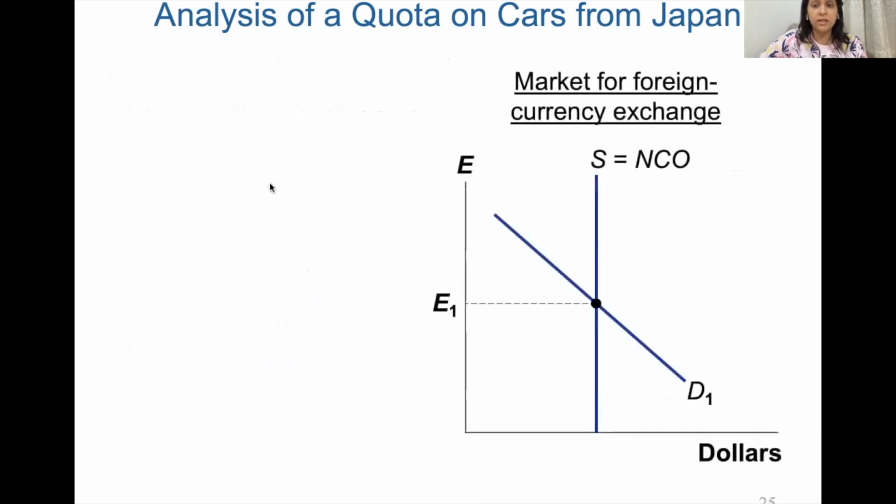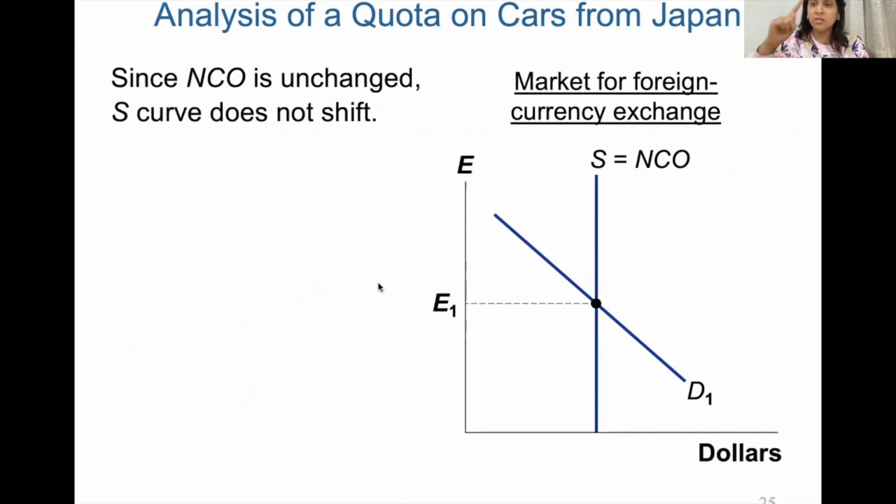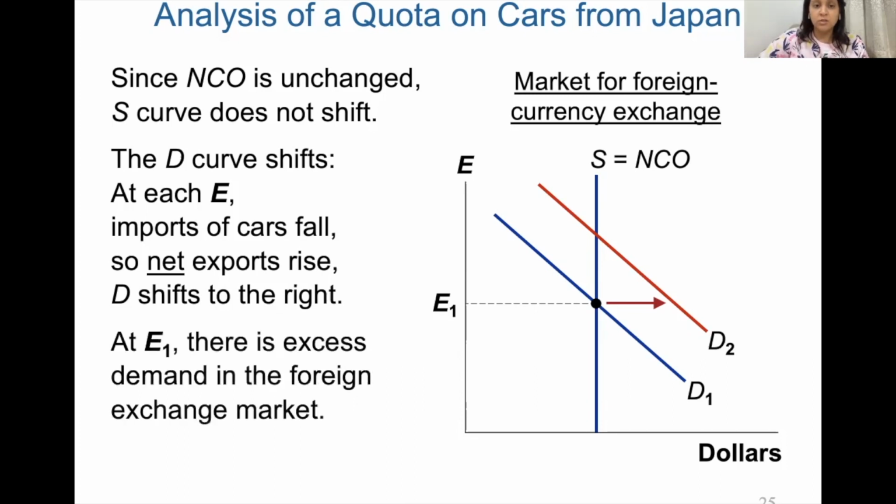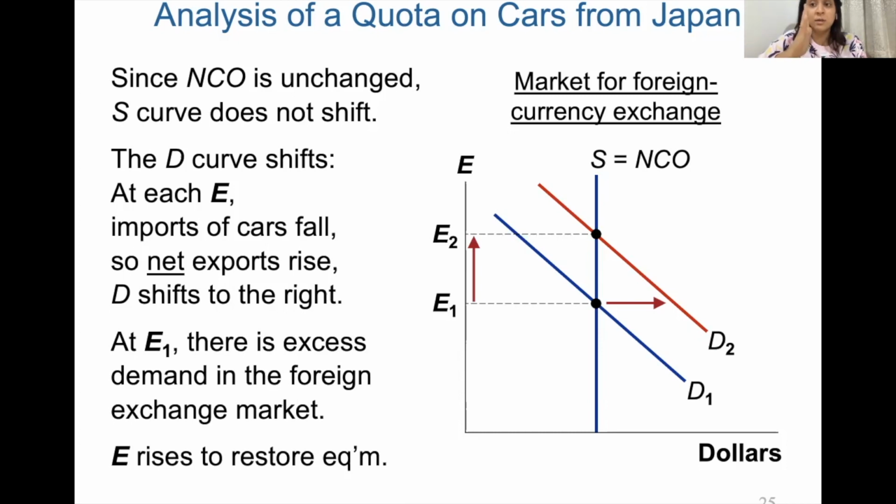So here we see the market for foreign currency exchange with the exchange rate here and dollars here, and NCO is the supply of dollars. If NCO is not going to change, the supply curve will stay intact, right? However, if your imports are restricted, your net exports are going to rise, and that is why your demand for dollars, which is the NX, is going to move rightwards. As it moves rightwards, to restore equilibrium, since the supply is not moving, the exchange rate moves up, as seen in the diagram from E1 to E2.